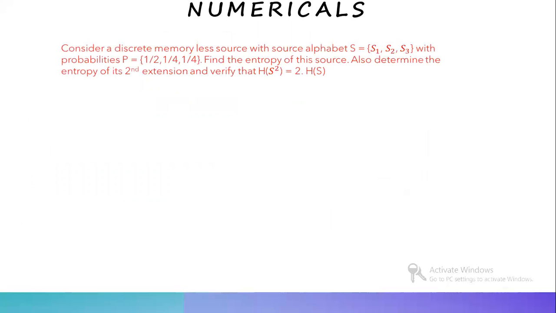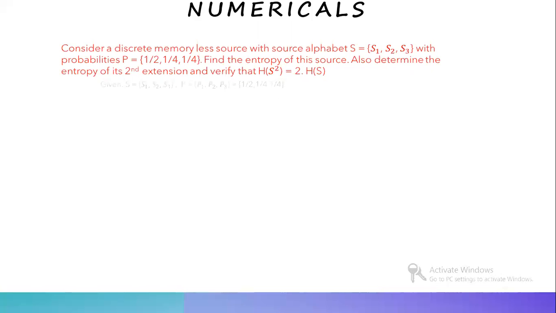This is another numerical. Consider a discrete memoryless source with source alphabets S equal to S1, S2, S3 with probabilities P equal to half, 1 by 4 and 1 by 4. Find the entropy of this source. Also determine the entropy of its second extension and verify that H of S square equal to 2 into H of S. So here they're asking you to calculate the entropy of the normal source and the entropy of the second extended source, and verify that H of S square, that is the second extended source, will be equal to twice the normal entropy value.